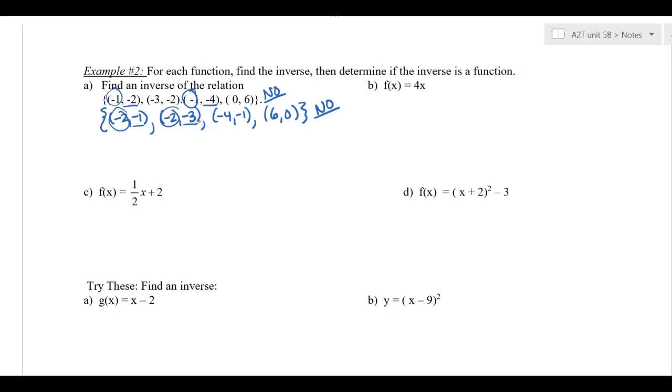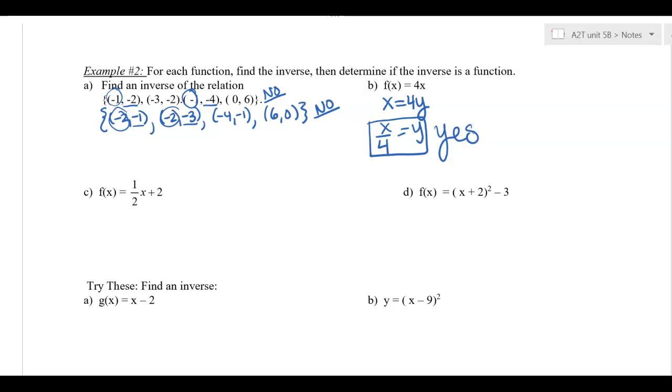For part B, if we were to quickly find the inverse by switching x and y and then solving for y, this would be our inverse. And now we have to determine if that's a function. So that is basically 1/4 x. So the answer there is yes.